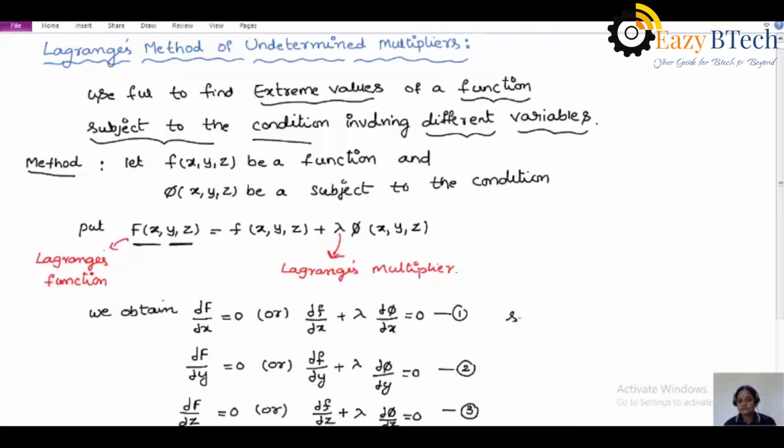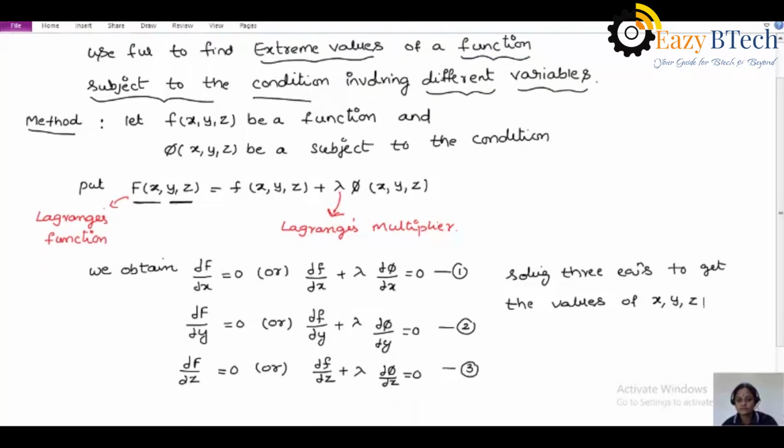So now solving these three equations, we get the values of x comma y comma z. At this x comma y comma z point only, the function has a maximum value or minimum value corresponding to the method. Okay, so now coming to the problem.